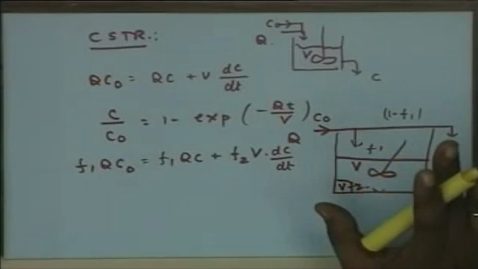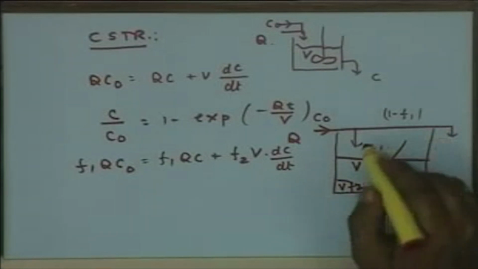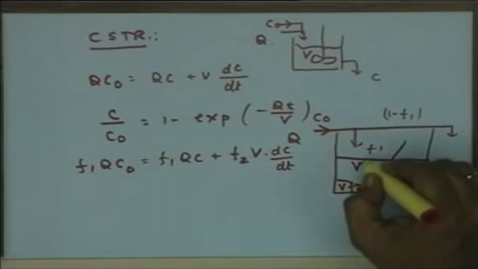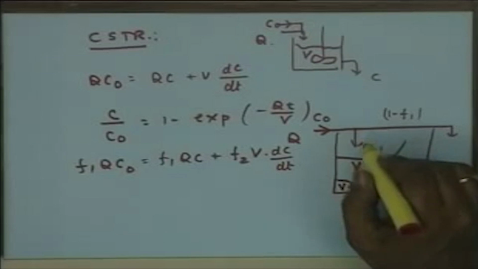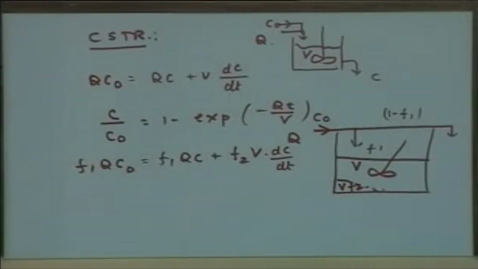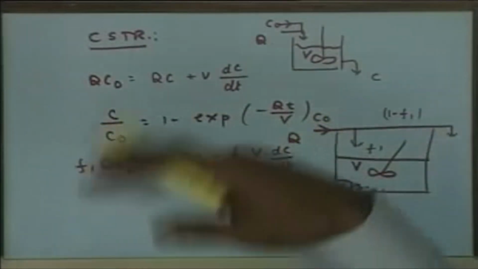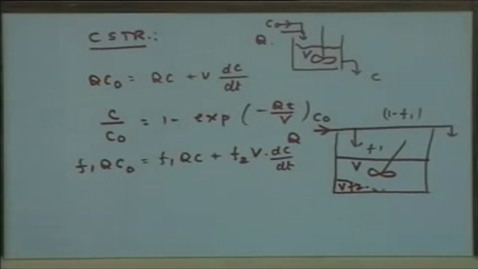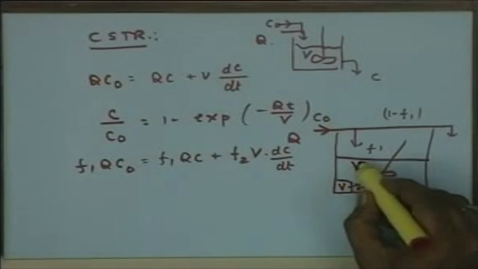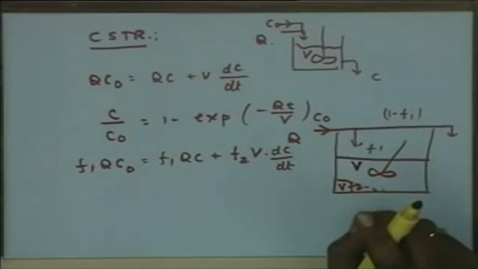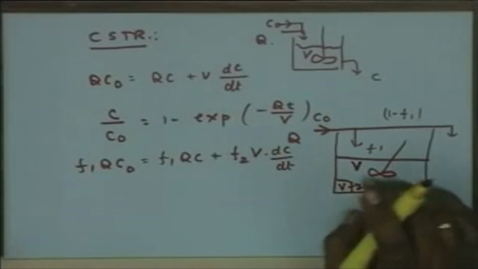No, this F2 is a fraction of the total volume which is stagnant. See, here the F2 is not of the total feed stream. Of the total feed stream, F1 has come into the reactor and 1 minus F1 has gone untouched from the reactor. Now, of the total volume of the reactor V, a fraction F2 is a dead zone.